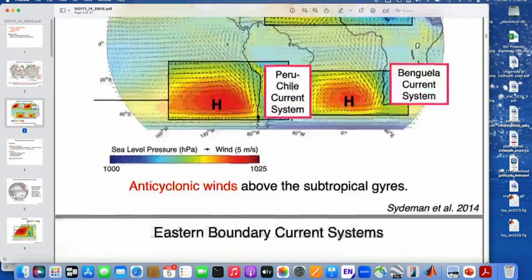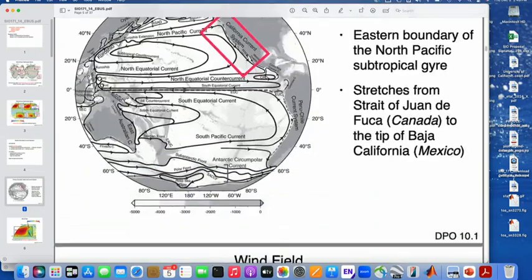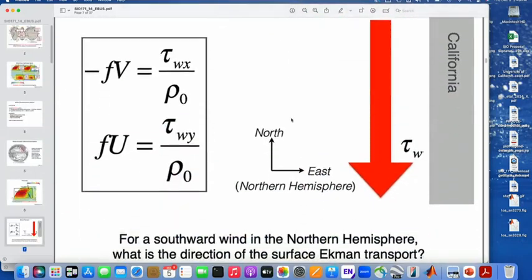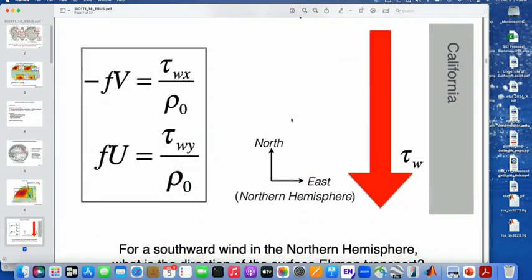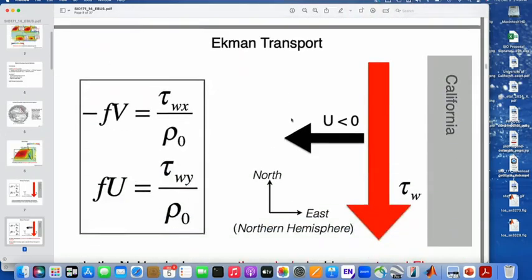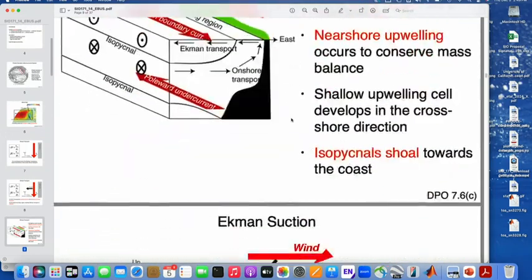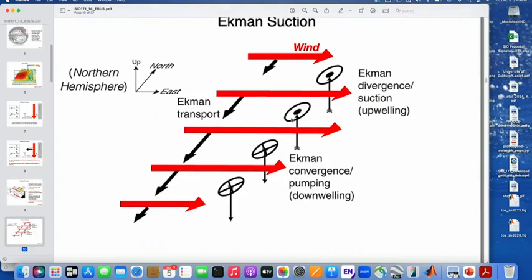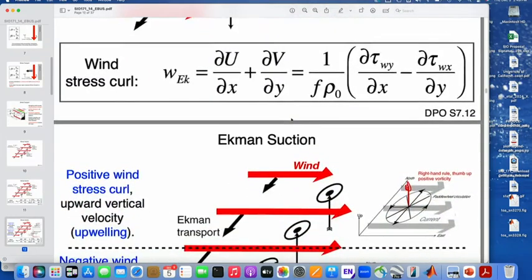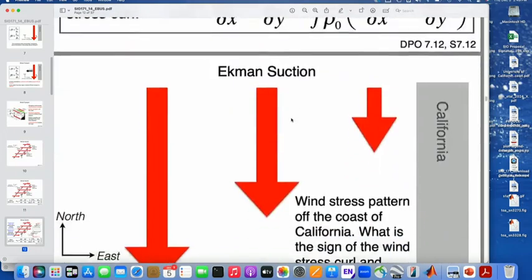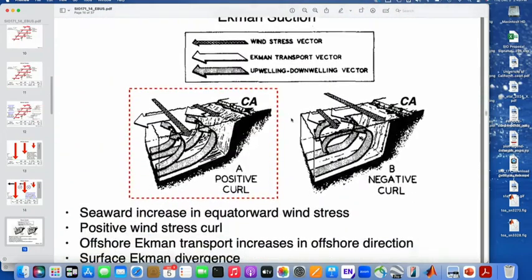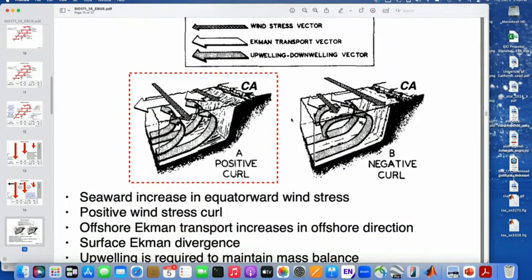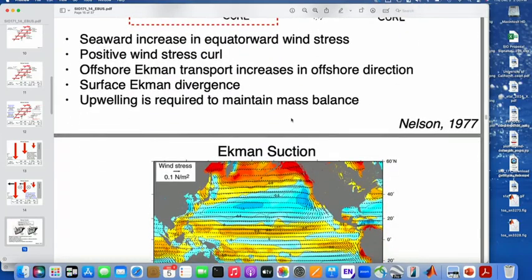So that's coastal upwelling. That's basically the fundamental idea here. This is actually a review of the Ekman transport. Then there's a little bit of a review of Ekman suction because wind stress curl also matters. That's all review, so I'm not going to review it again. But in the end, what does it all mean? It means that you've got flow offshore and upward flow near the coast, that is the coastal upwelling. That's it.